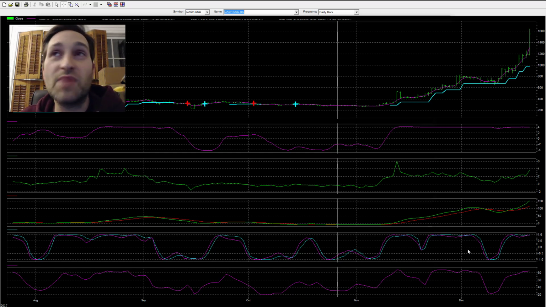What does basically any crypto coin do right now? It's trending. It's really not cycling at all. So it's one of the reasons why we don't have this indicator up right now, because we really don't use it all that much.